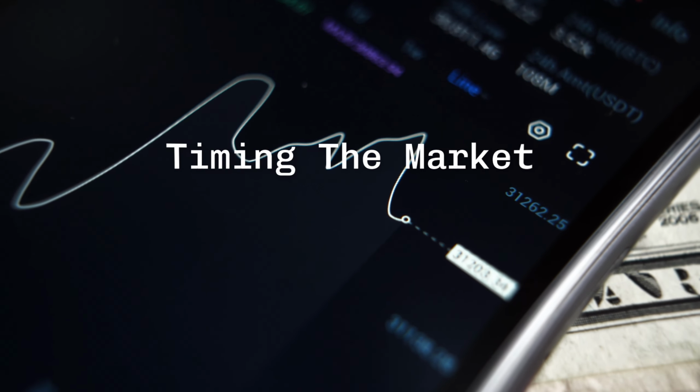And the first principle we're gonna dive in is timing the market. Now, quick disclaimer, timing the market itself is almost impossible. So we're not really gonna focus too much on when to buy or when to sell, but instead understanding the different market cycles.